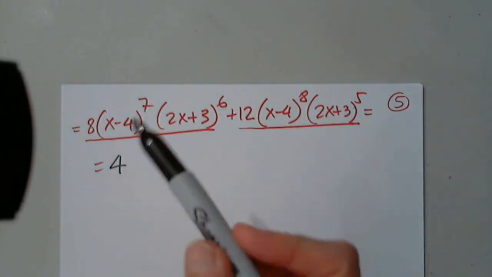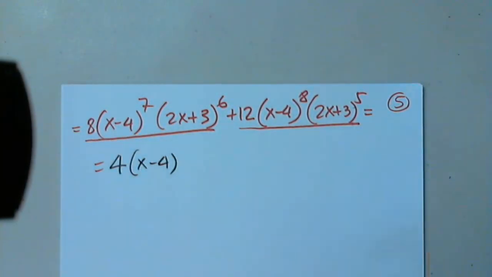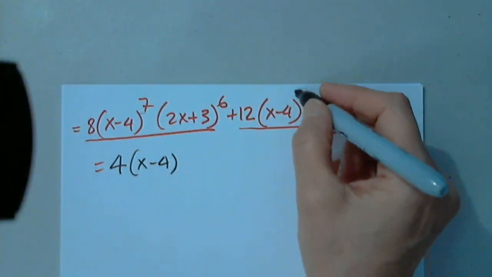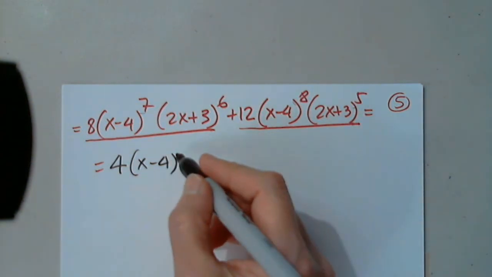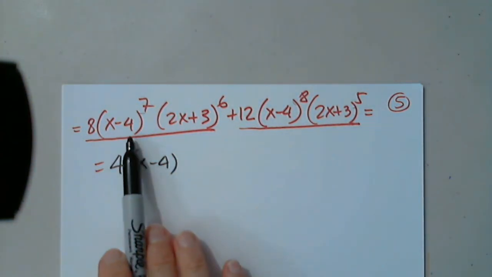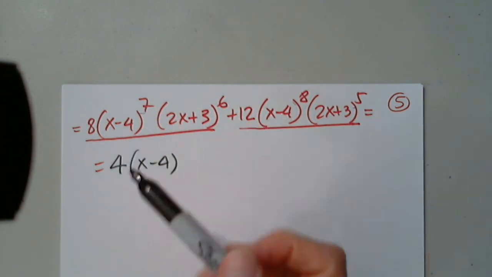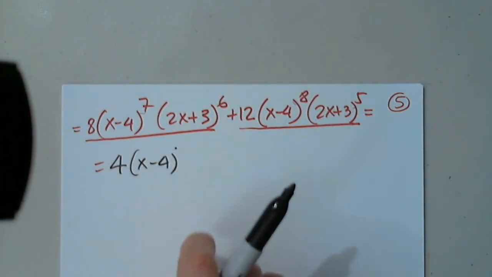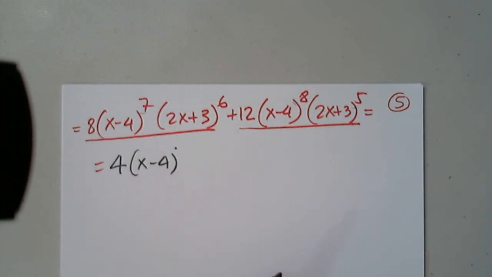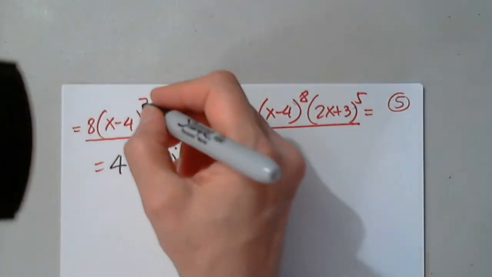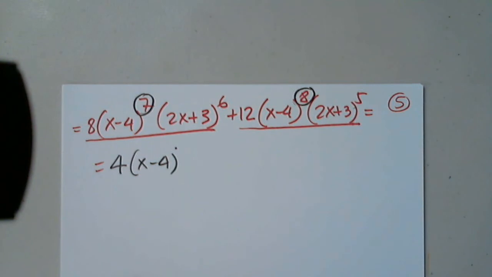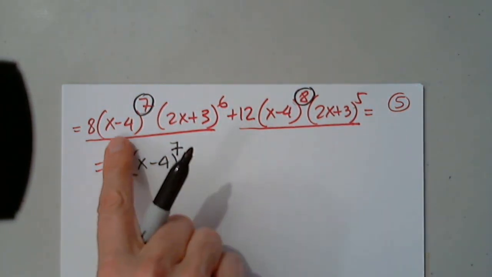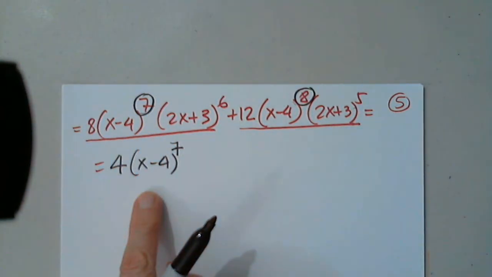So 8 and 12 have 4 in common. I see x minus 4 in both. What power do I pull out from 7 and 8? Which power? Which one is common? How many are in common? So which power do we pull out? I'm talking just about the power. No, none of them are common. 7, right? The smallest of the two. This one has 7 and this one has 8. So 7 are in common.